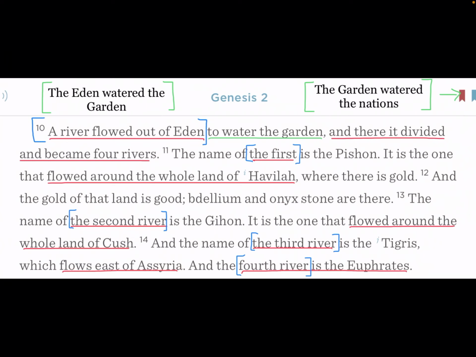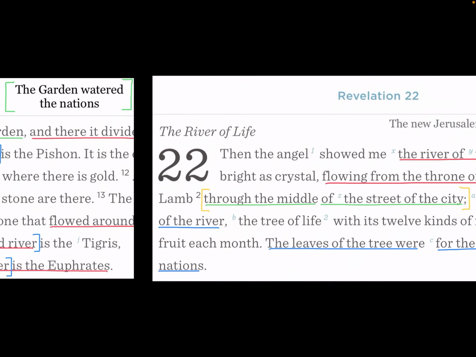So here we have Eden, and then we have the garden placed in Eden, to the east of Eden, and the garden watered the nations. Now this is very important to understand. The water flowed out of Eden, flowed into the garden, and then from the garden it watered the nations.